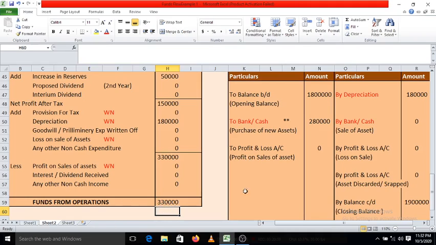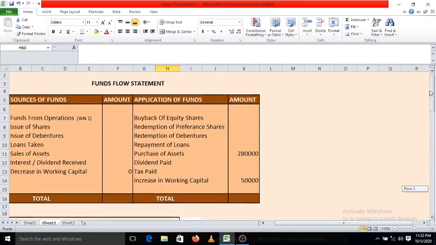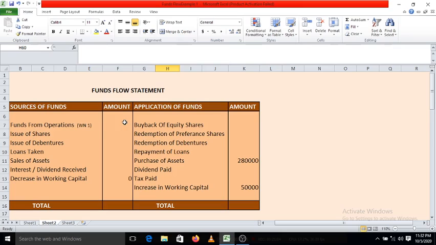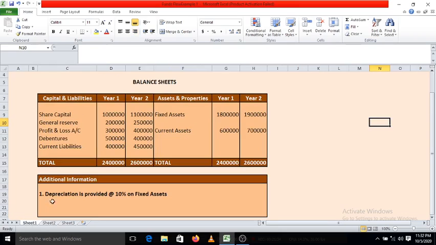Now I will write this amount in the fund flow statement on the sources side, as the first item, 3,30,000. Here I have written in brackets, refer working note number 1. So this is working note number 1, funds from operations 3,30,000. Here we have prepared the working note and the change in working capital statement. Out of that we have got these three figures: the funds from operations, the amount of purchase of asset, and the increase in working capital. Whatever remains, we will try to complete with the help of the balance sheet.